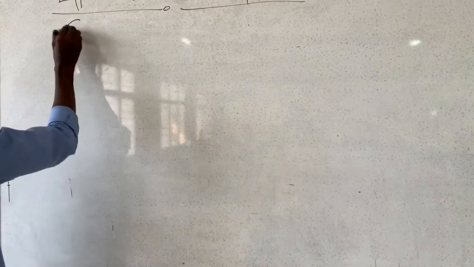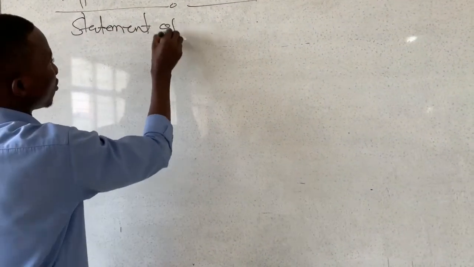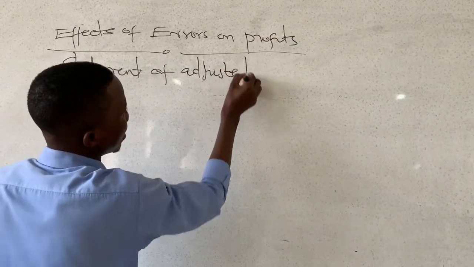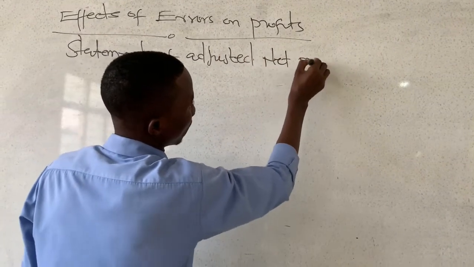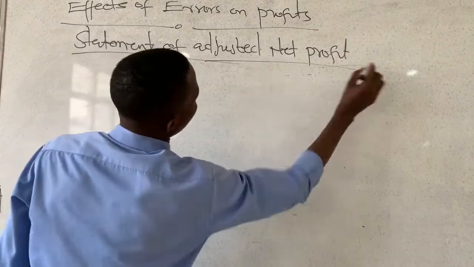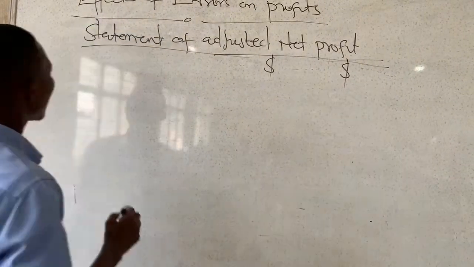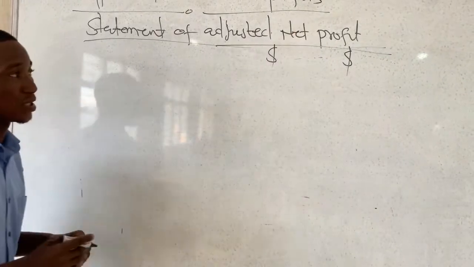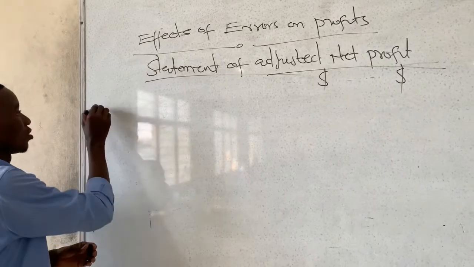Statement of adjusted, either adjusted or corrected. So adjusted net profit. Let me bring my currency sign. Let's say dollars. Then, because we are adjusting our net profit, we start with the net profit reported from our income statement. So net profit.